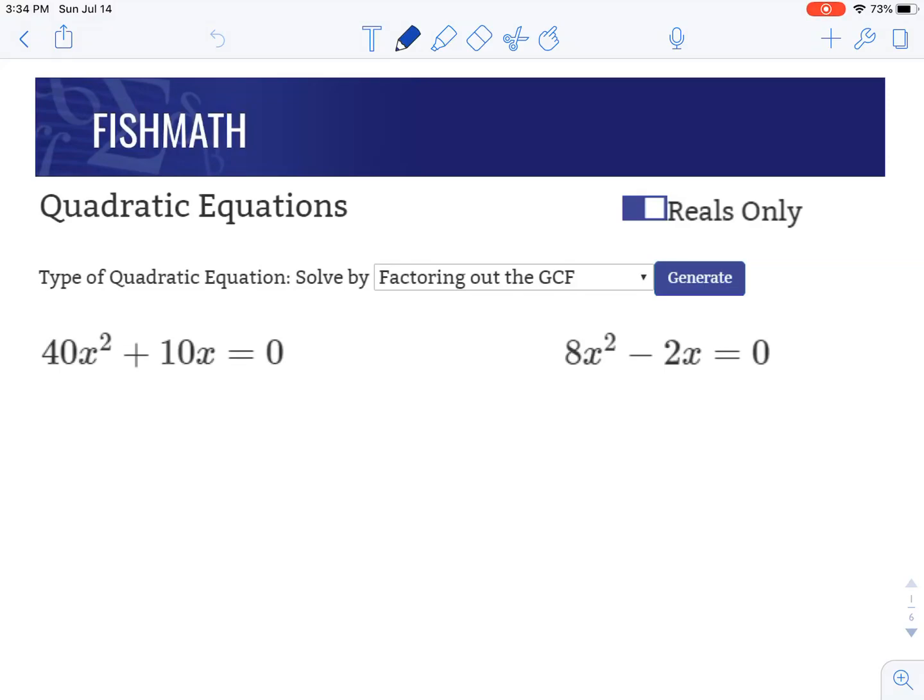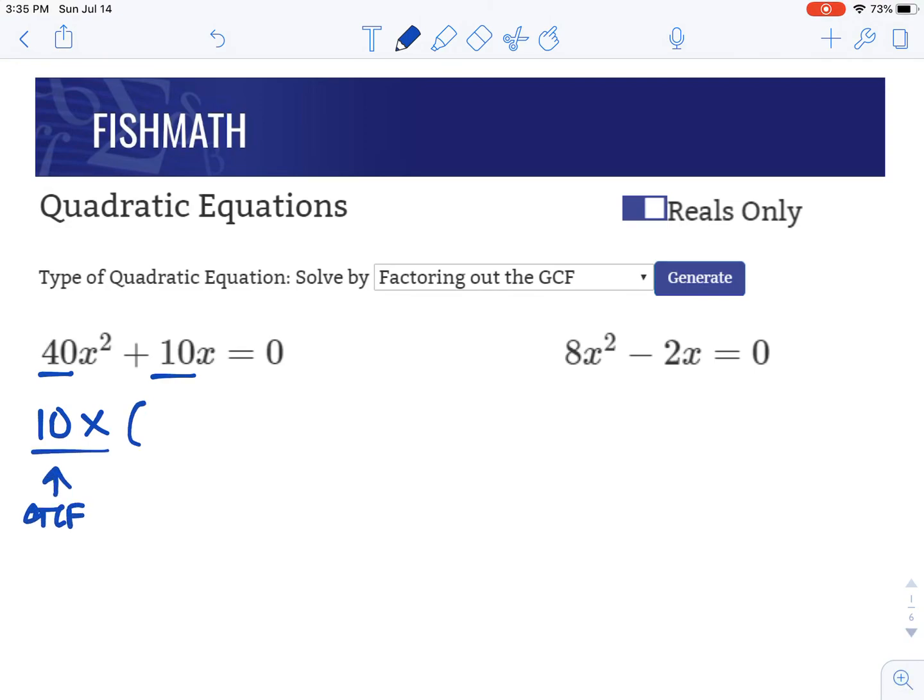Hi everyone, we're going to solve a quadratic equation here by factoring out the GCF, the greatest common factor. So for the first one here, the greatest common factor, we look for the numbers first. So I got 40 and 10. The GCF of those numbers would be 10, both multiples of 10. And then they both have an x. So we pull out a GCF here of 10x.